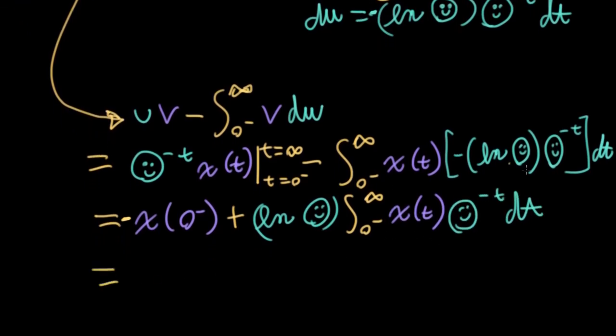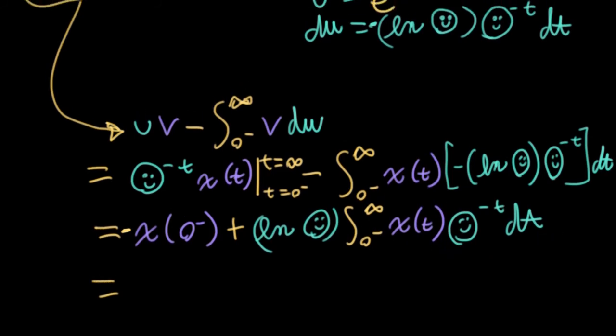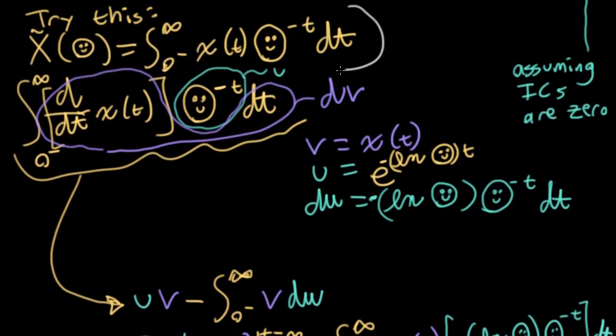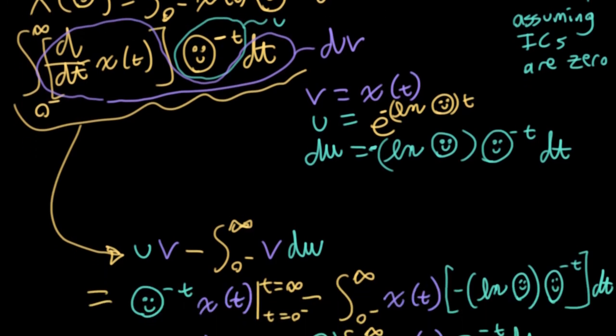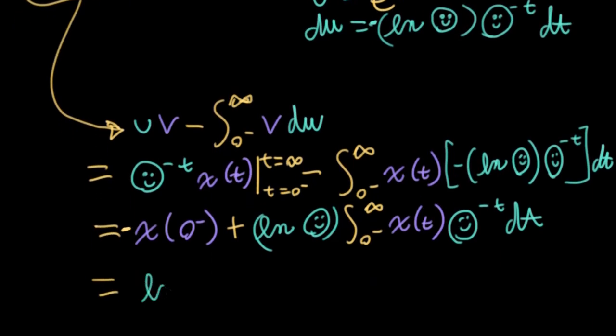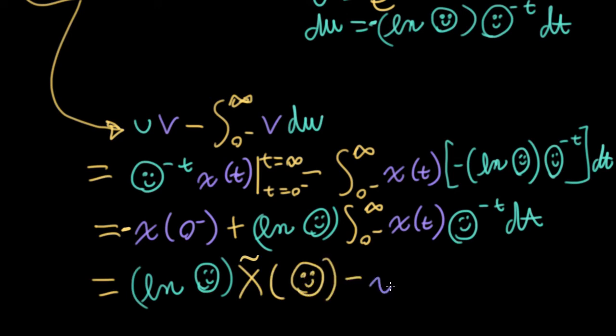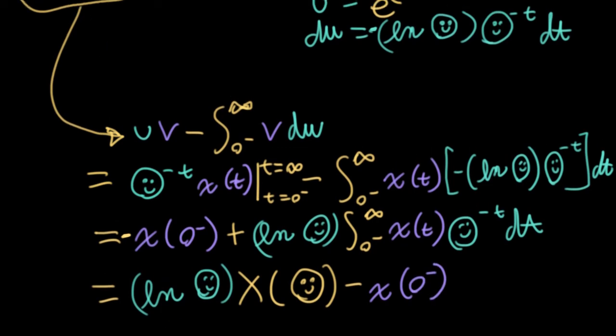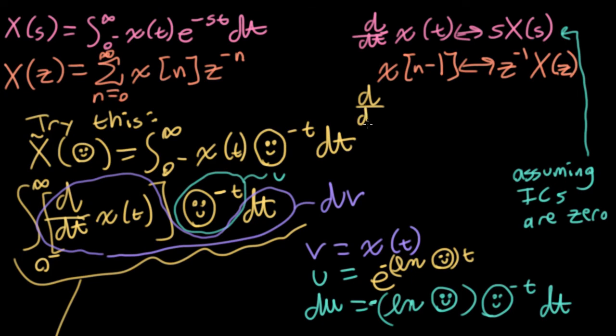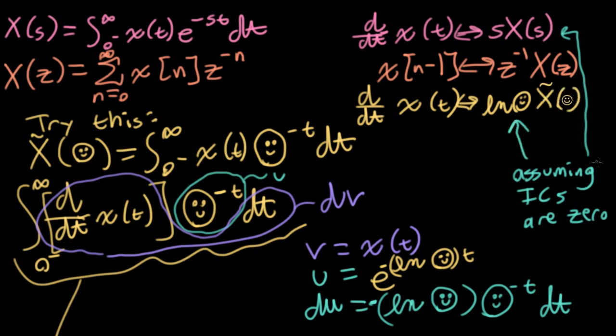And of course, this looks familiar. This is just that smiley transform. Let's remind ourselves what the smiley transform looked like. So, I can rewrite this as log smiley face times the smiley transform minus my initial condition. So our smiley transform looks a lot like this setup, except I would have log smiley here. And again, the way I'm writing it here, I'm assuming the initial condition is 0.